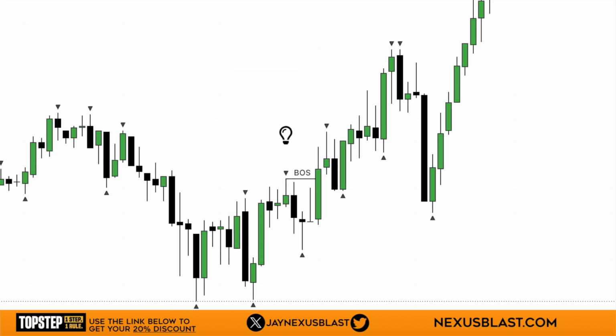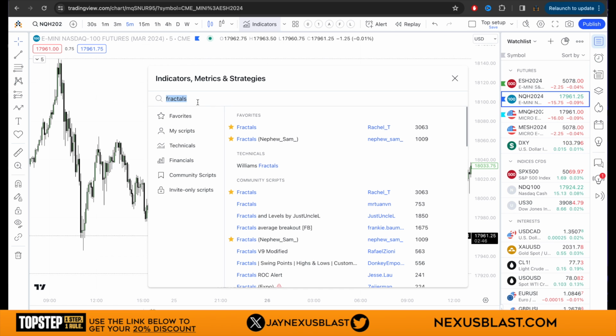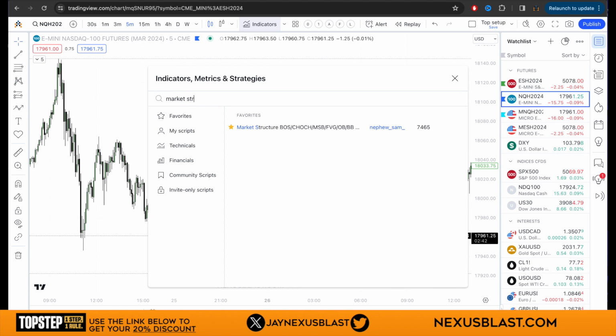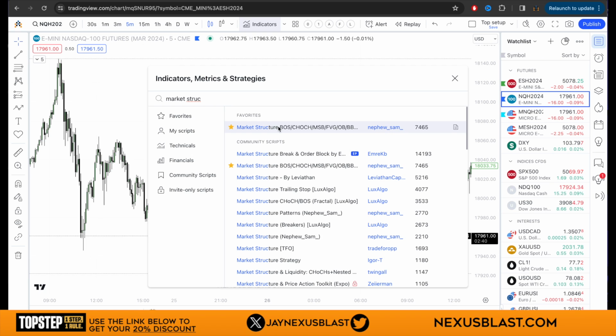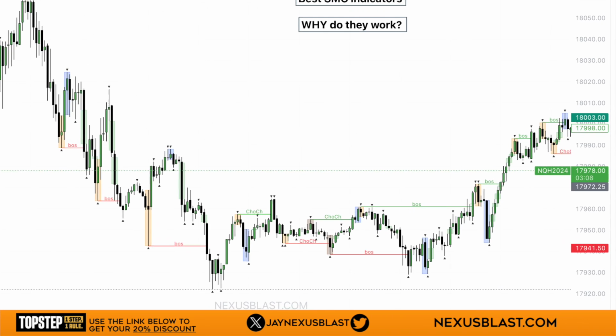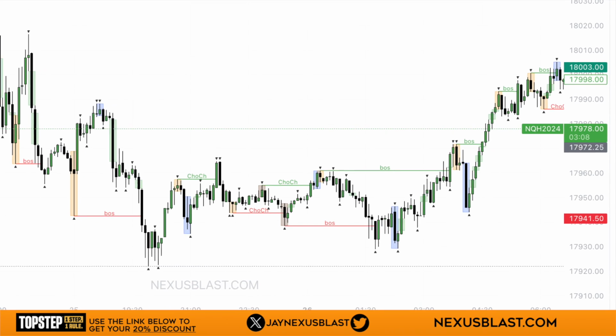There's 2 indicators that I want to share with you. The one that I use is called Fractals by Rachel T, and I'm using the default settings for the indicator. If you don't want to use that one, you can use Market Structure by Nephew Sam, which has more information built into it. That is also a really good indicator.